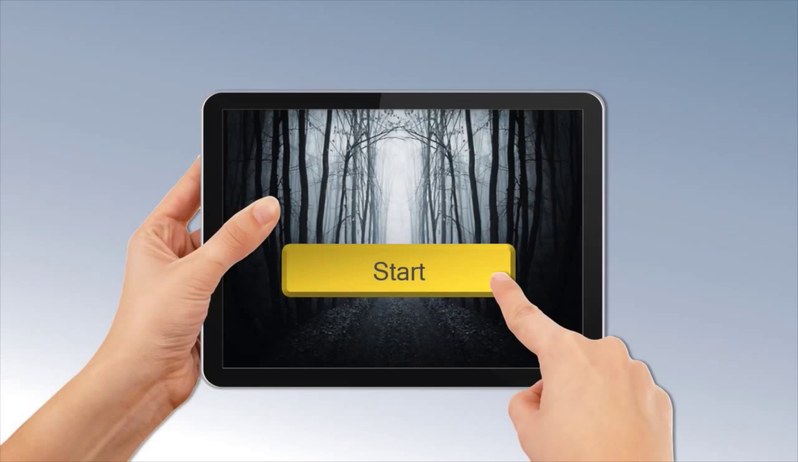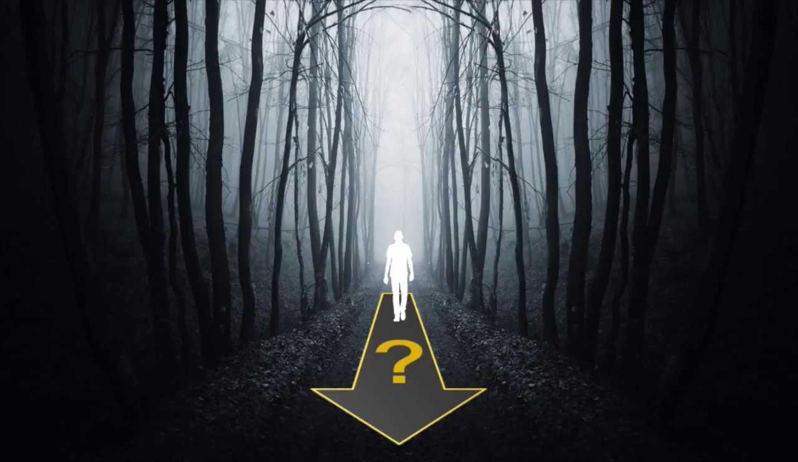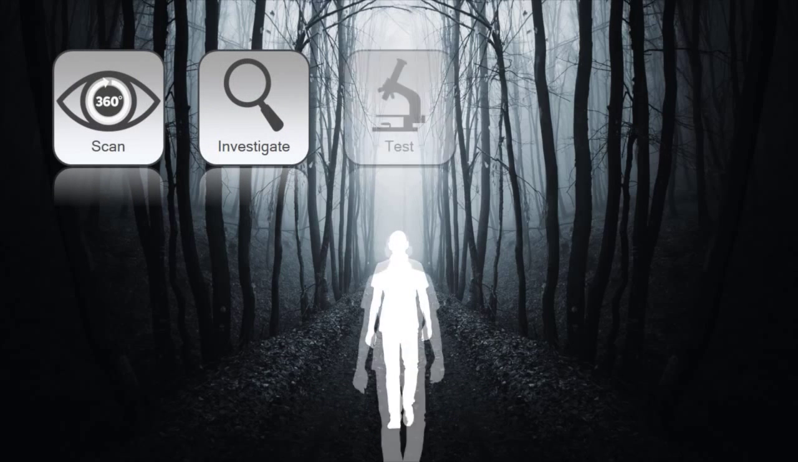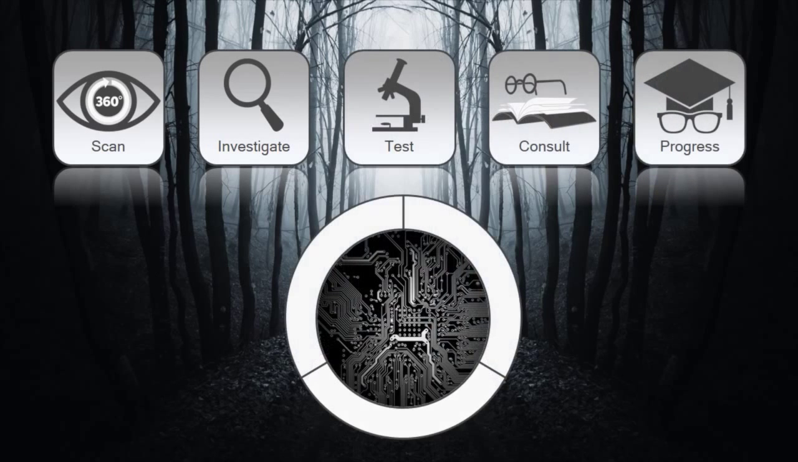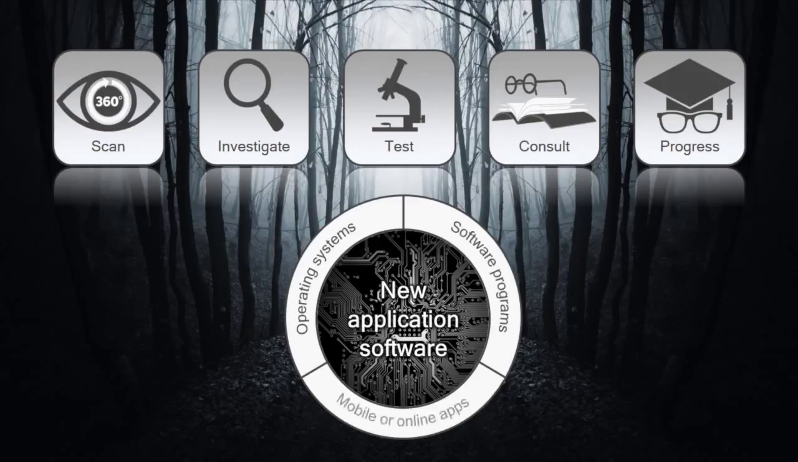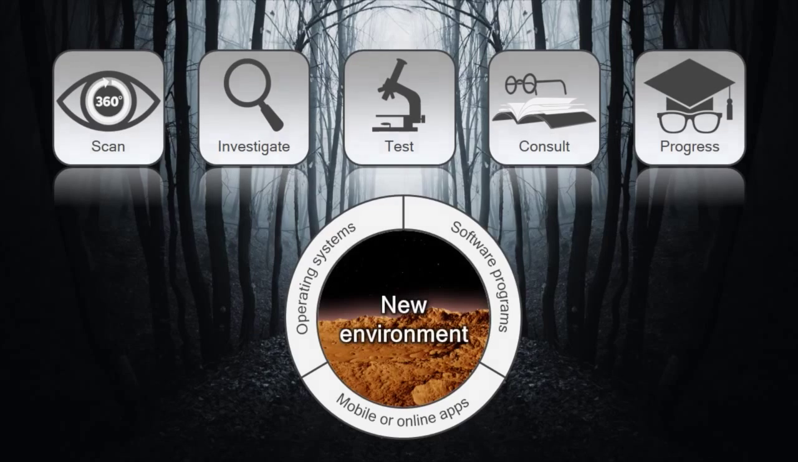When you open a new application for the first time, you are in unknown territory. How can you make use of a resource that you don't know anything about? You can do it by completing the following 5 steps: scan, investigate, test, consult, and progress. Not only does this process apply to the principal types of application software, such as operating systems, software programs, and mobile or online apps, it also applies more broadly to any situation where you have to explore a new environment.